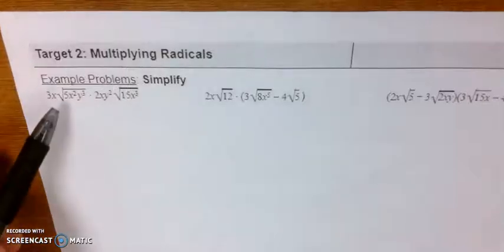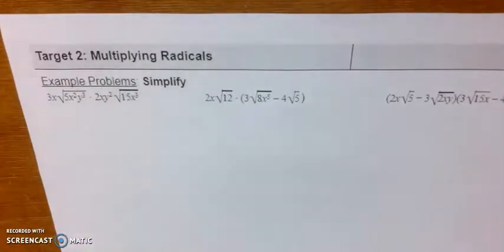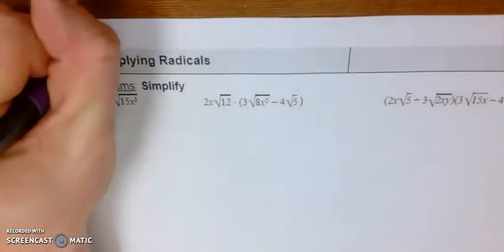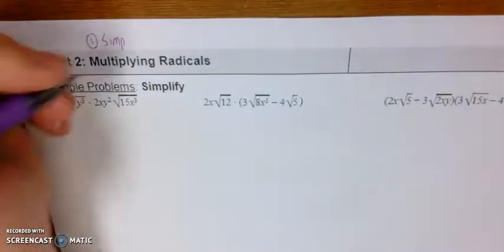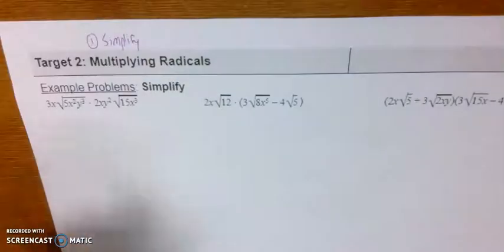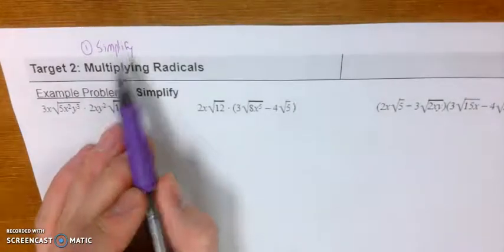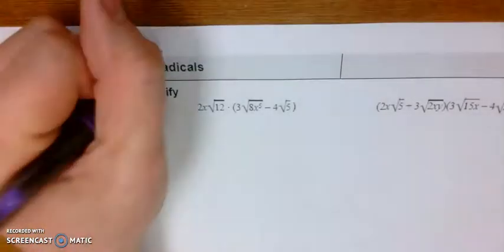Hey there, folks. In this video, we're going to be multiplying radical expressions together. In short, the general process we're going to be following is we're always going to start off by simplifying as much as you possibly can. So if we can break down some radicals, let's do that. That's going to shrink our numbers down and make mental math much simpler.